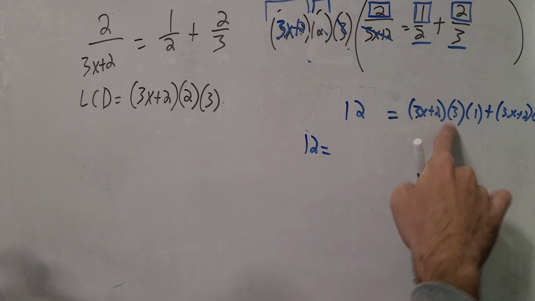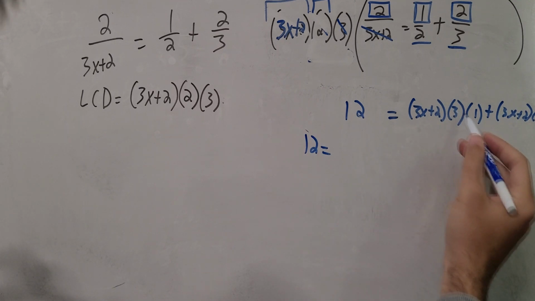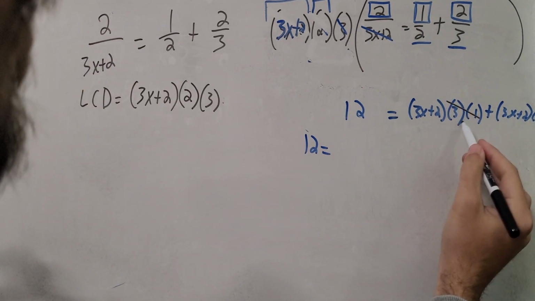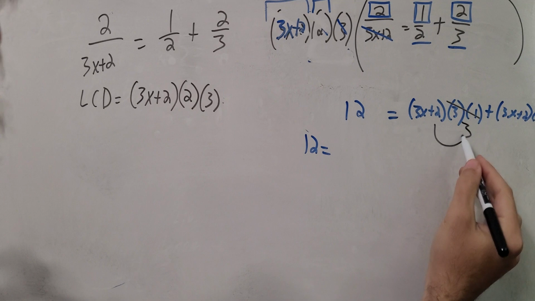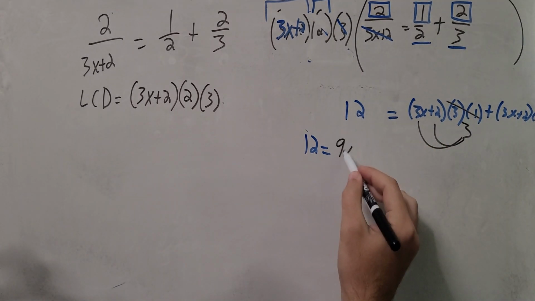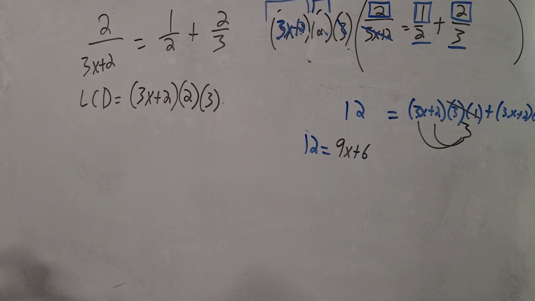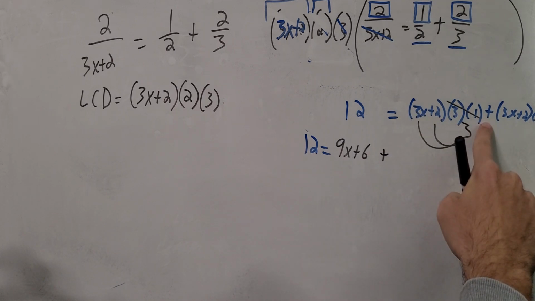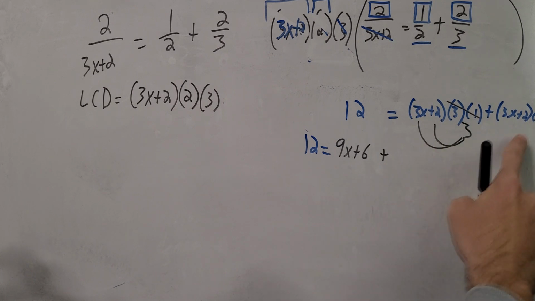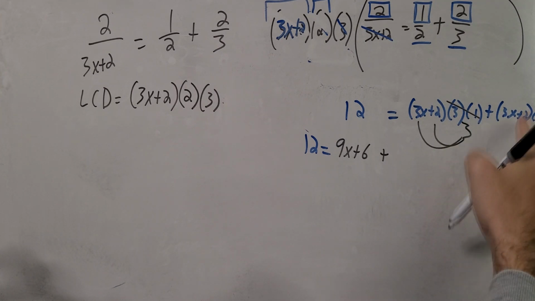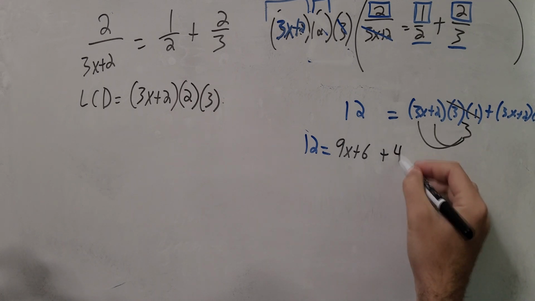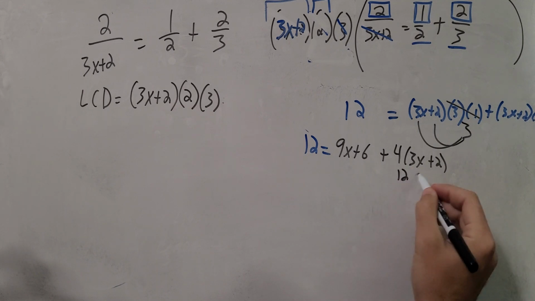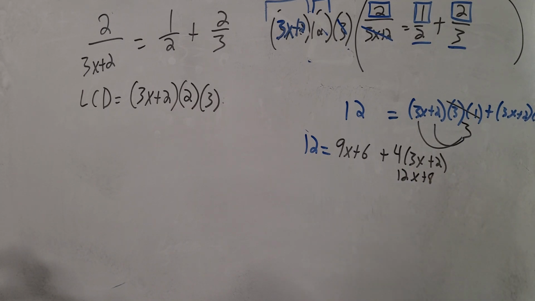12 equals. We can multiply some of these things out. Notice that the 3 and the 1, that's just basically just 3. And so we just have to distribute the 3 over. So we get 9x plus 6. All right, so even though it looks hard, that's what it simplifies to. And then we have the plus sign here, transferring the plus sign. And now we have 3x plus 2 times 2 times 2. So that's 4 times 3x plus 2, which can then be rewritten quickly as 12x plus 8 if you distribute that 4.